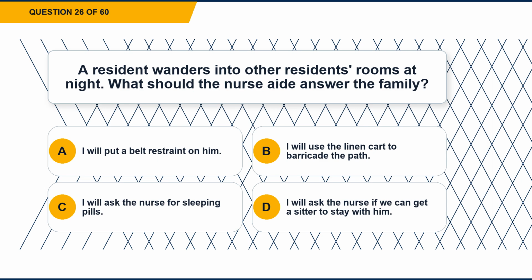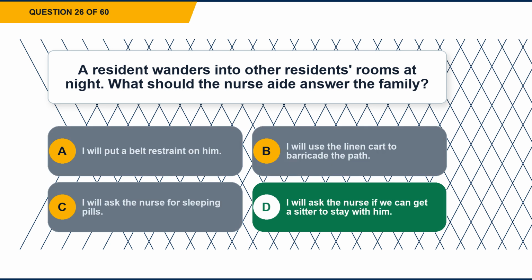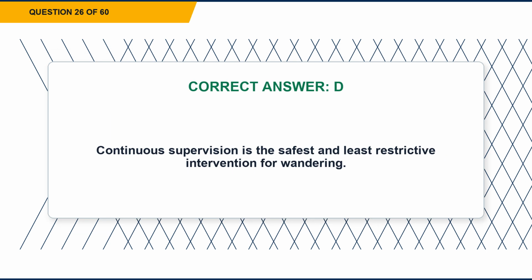Question 26. A resident wanders into other residents' rooms at night. What should the nurse aide answer the family? Option A, I will put a belt restraint on him. Option B, I will use the linen cart to barricade the path. Option C, I will ask the nurse for sleeping pills. Option D, I will ask the nurse if we can get a sitter to stay with him. The correct answer is option D, I will ask the nurse if we can get a sitter to stay with him. Explanation. Continuous supervision is the safest and least restrictive intervention for wandering.